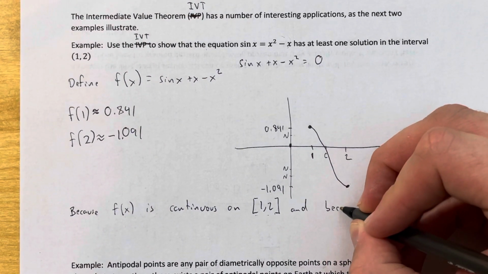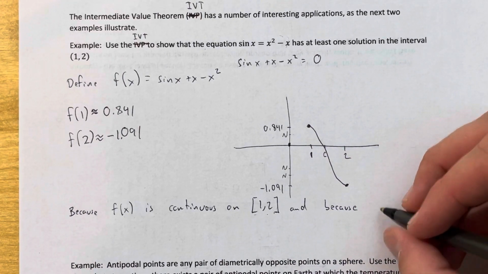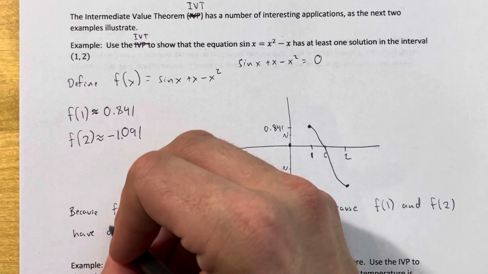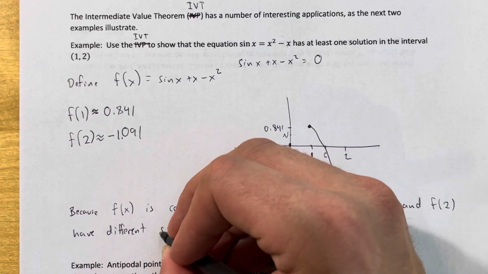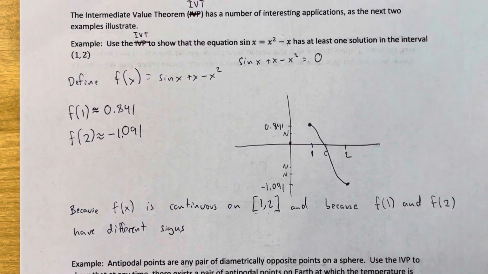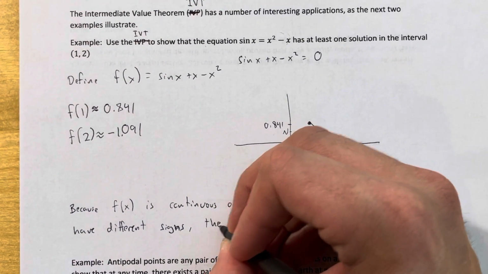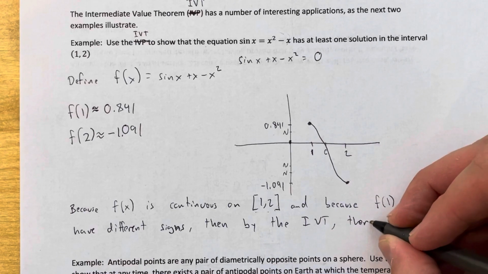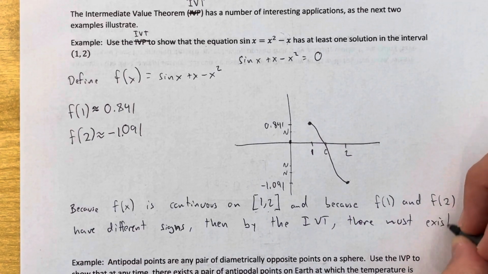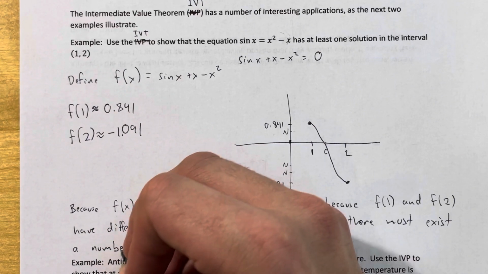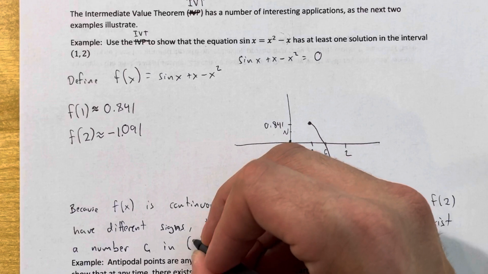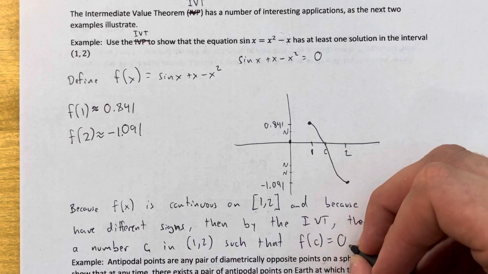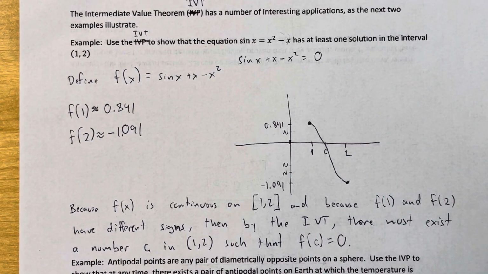And because f of 1 and f of 2 have different signs, meaning one is positive and one is negative, then by the IVT, there must exist a number c in the interval [1, 2], such that f of c equals 0. Okay? And that would solve this equation.